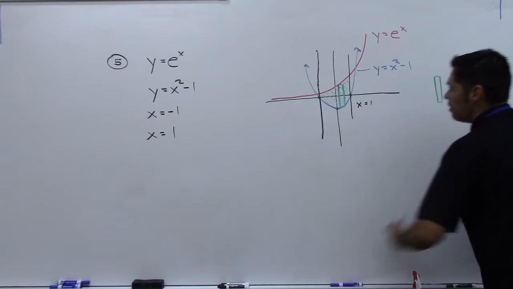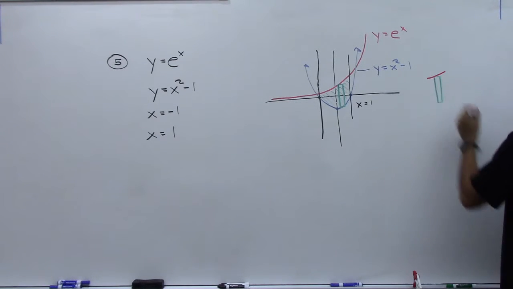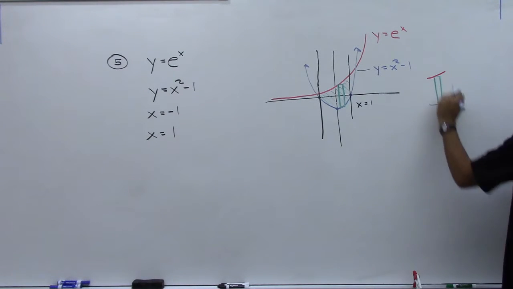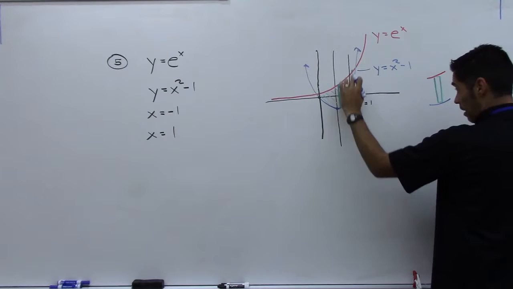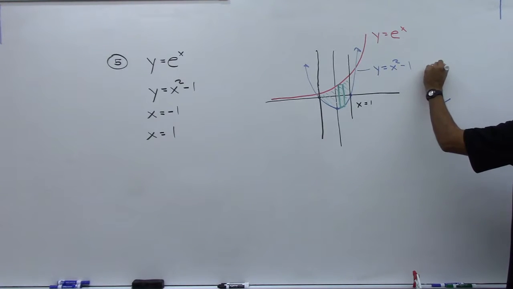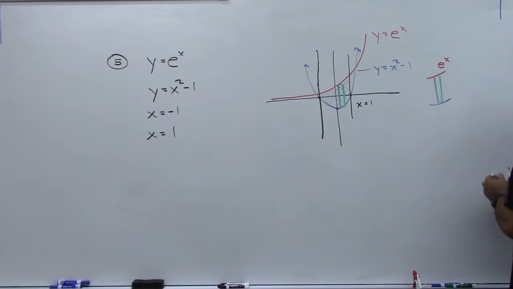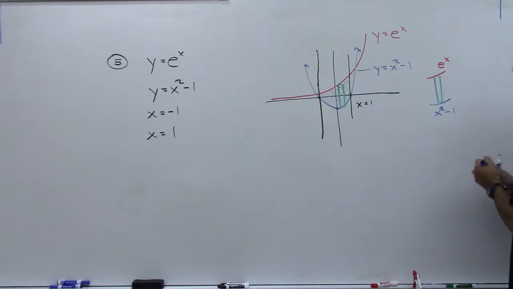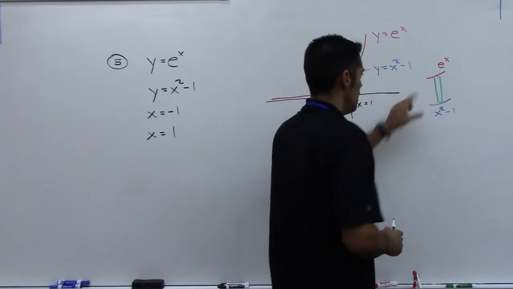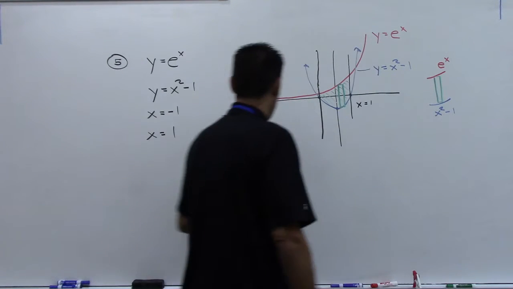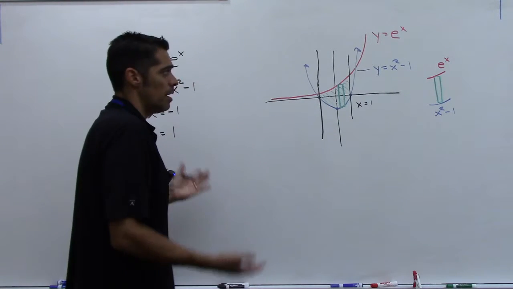the curve that's on top is the red curve. The curve that's on the bottom is the blue curve. And that's always the case. If I move this left and right, that's always the case. So my top function is the red one, e to the x. My bottom function is the blue function, which is x squared minus 1. So I know that the height of the rectangle is this minus this, and the width is going to be dx. So the question becomes, where am I going to integrate from?